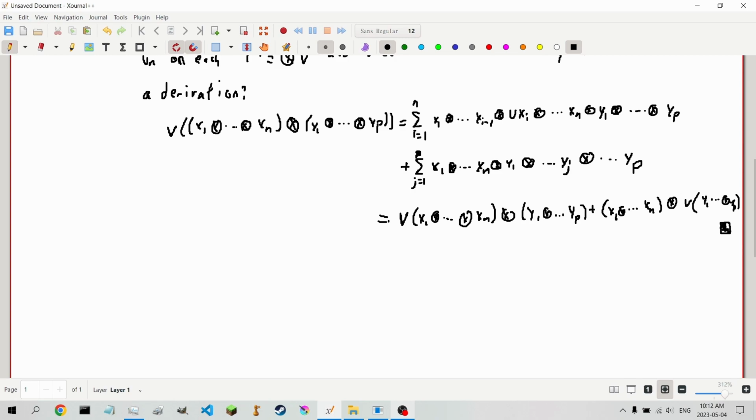So now we know how to send a derivation from just any module to its tensor algebra. And from that, we want to look at how it acts on the enveloping algebra. That's going to give us our next proposition. We're going to let G be a Lie algebra with enveloping algebra U.